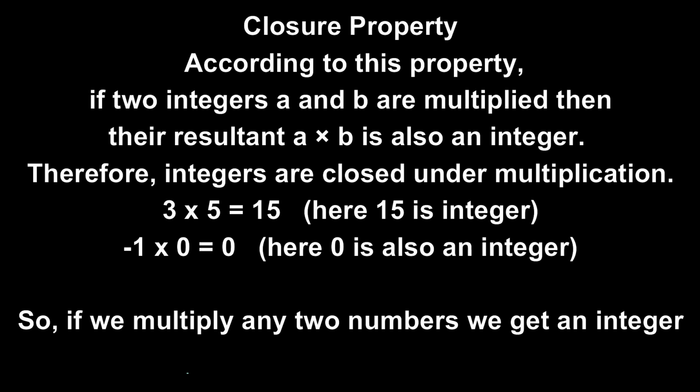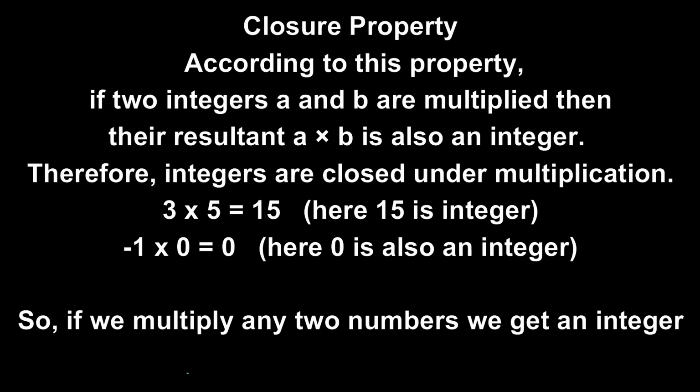3 multiplied by 4 is equal to 12. Here 12 is an integer, as you can see on the screen. And if you multiply minus 1 multiplied by 0, the answer is 0. And 0 is also a part of integers. So here 0 is also an integer. So in conclusion, we can say that if we multiply any two integers, we get the answer as an integer.